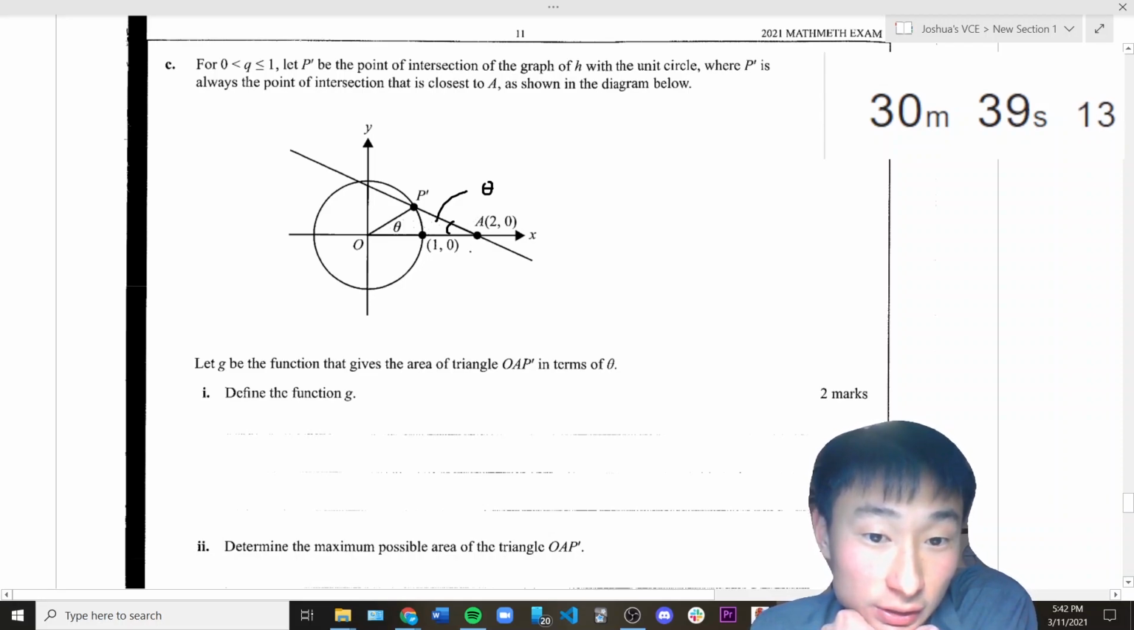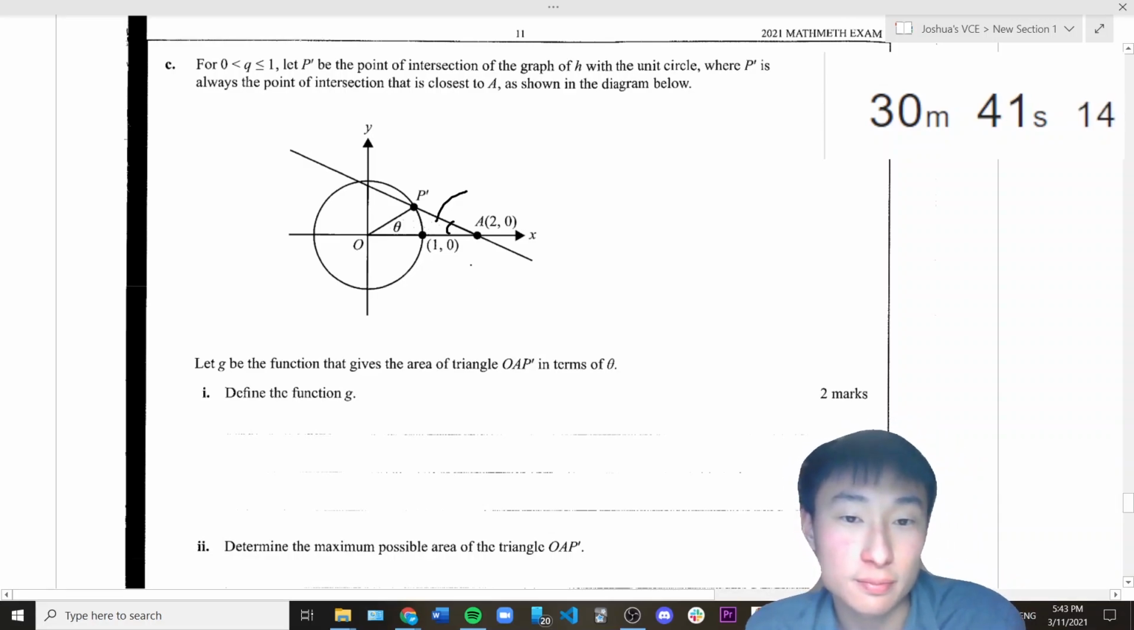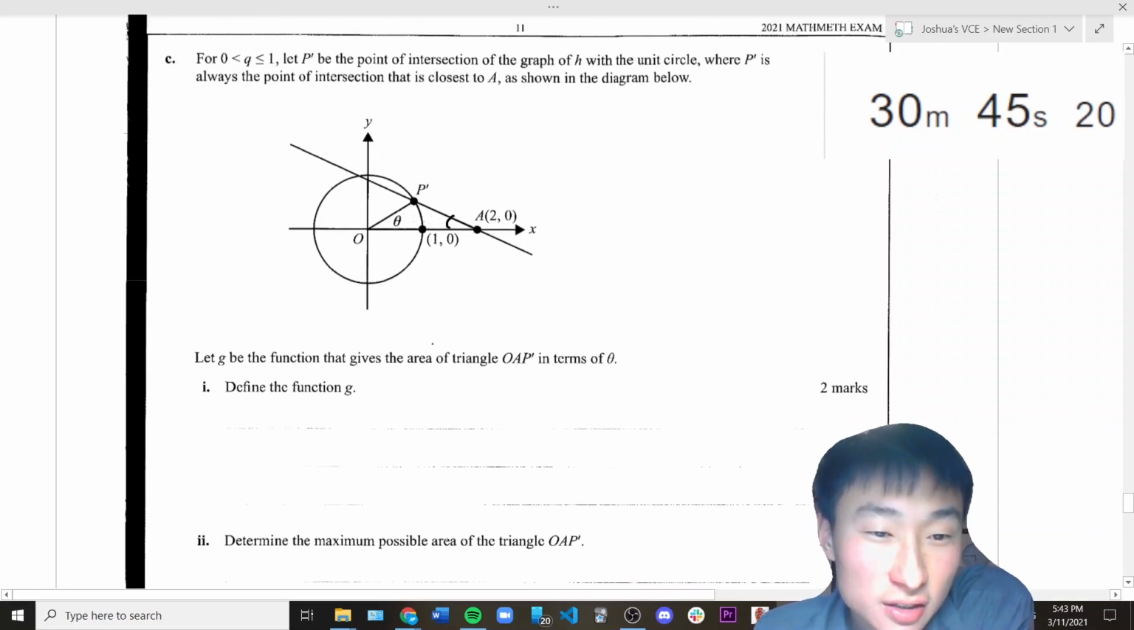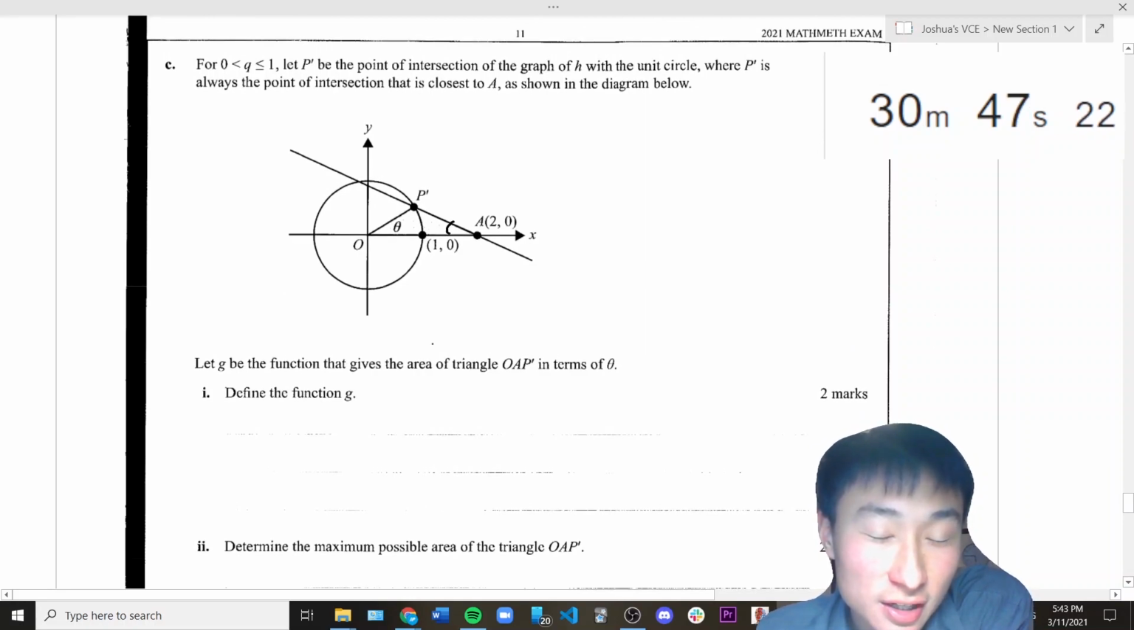Let G be the function. Sorry, I'm just multitasking right now. Just thinking through stuff, thinking through other stuff that I have to get done this week.